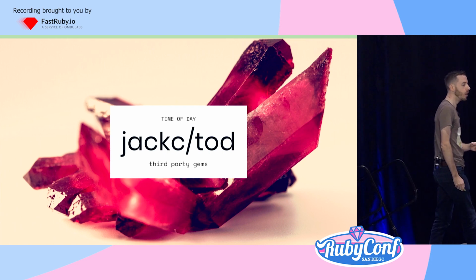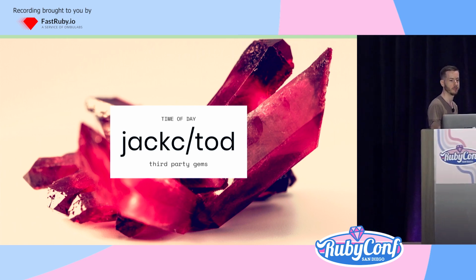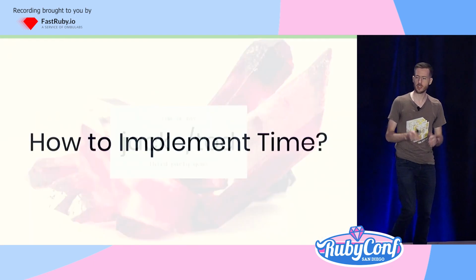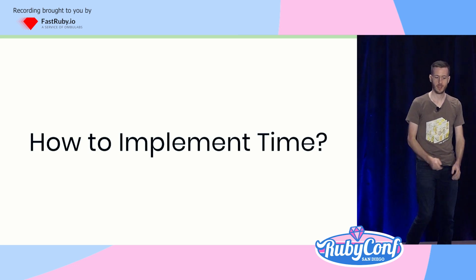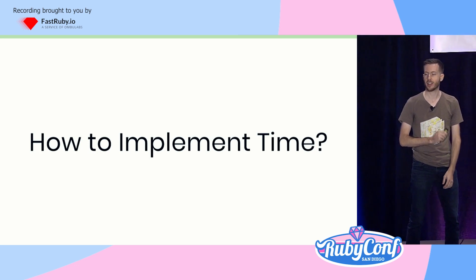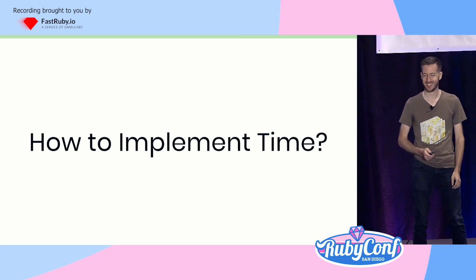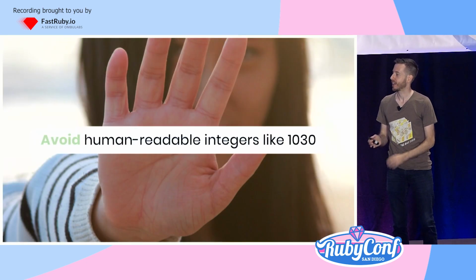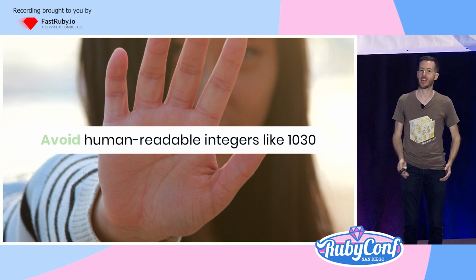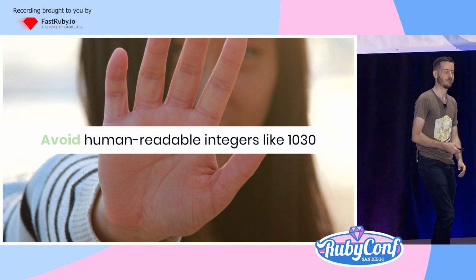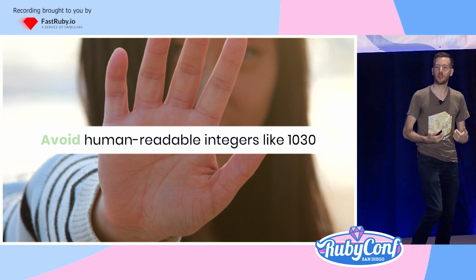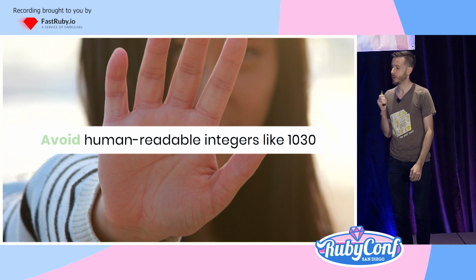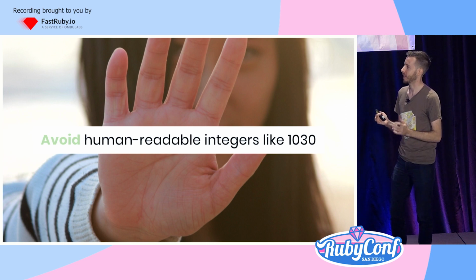But you can't always pull in third-party code. Sometimes you have to do it yourself. So how might you implement time? Well, I'm going to tell you how not to do it. Avoid using human-readable integers like 1030 to represent the time 10:30 a.m. Now, this might feel like the intuitive way to do it, and I've seen a lot of people do it this way, but this breaks down in a few ways that are actually really frustrating.